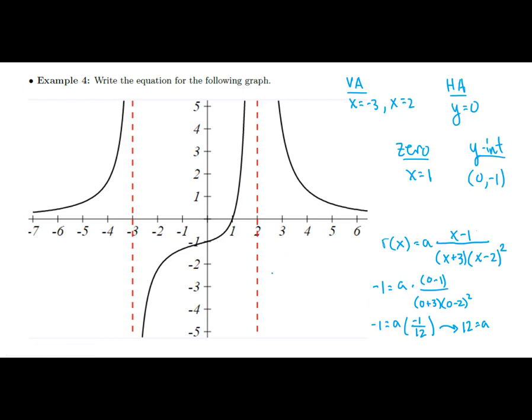So to kind of wrap all this up, our rational function is 12 times x minus 1 divided by x plus 3 times x minus 2 squared. Or if you prefer, you might want to put the 12 up there in the numerator. Either one of these is correct, but you might see the answer written this way as well.